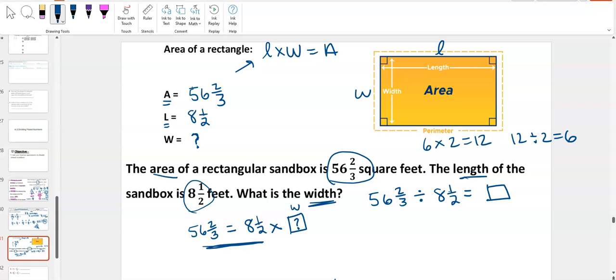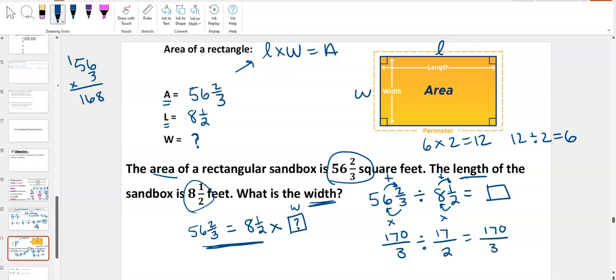All right, now we can actually start to divide. So what we're going to do is make them improper. So we're going to multiply and add. So let's see here. We'll do it over here to the side. 56 times 3. Let's see, that's 18, 15, 16. So that's going to be, plus 2, 170 thirds divided by 8 times 2 is 16, 17 halves. Okay, keep, change, flip. And now we're going to multiply it out.